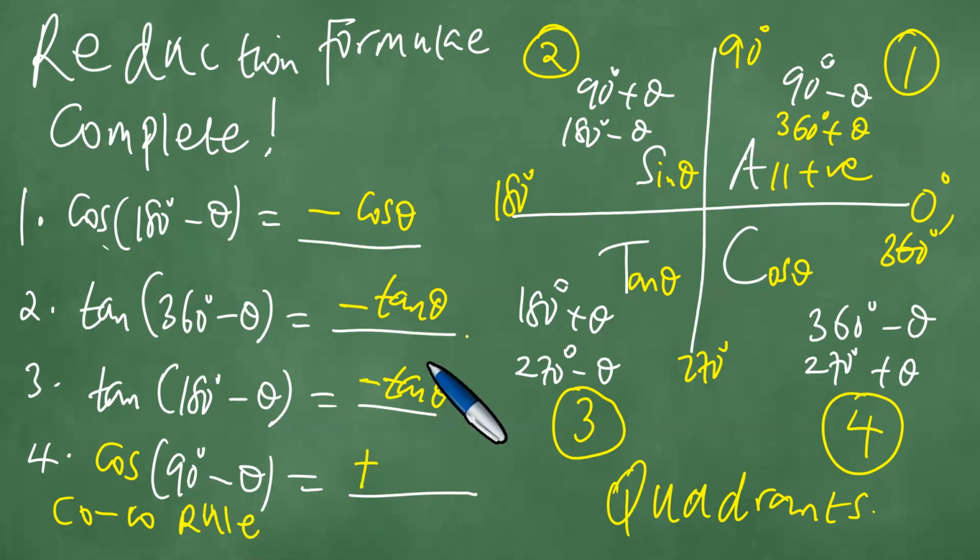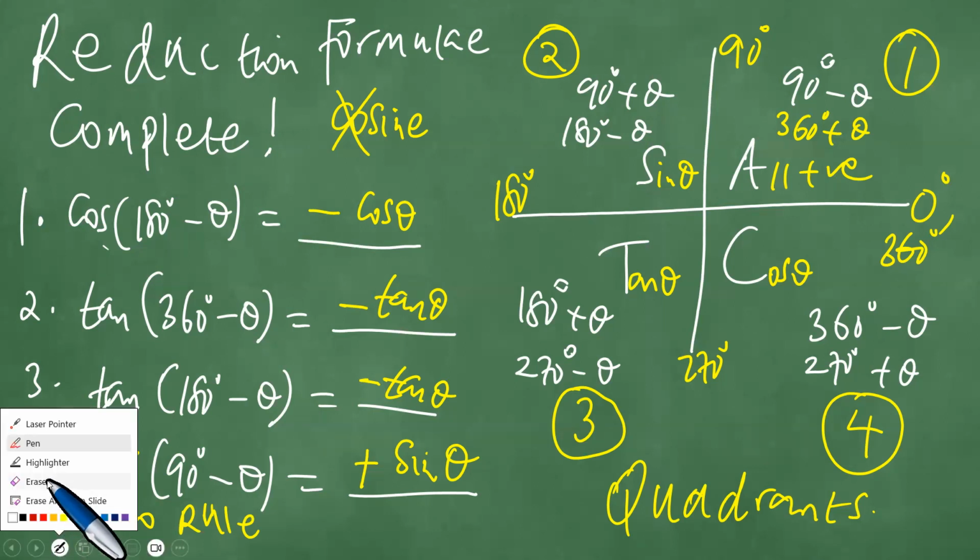But as I said already, the COCO rule applies at 90 degrees and 270. So at this point, you're going to have the following. COCO rule: if there's a co, you remove the co. So you have cosine, and you remove the co, and you're left with sine. So it becomes only sine theta. In other words, at 90 degrees, if there's a co, you remove the co. If there's no co, you put on the co. Let us play around with more problems here. Let's do more of this.